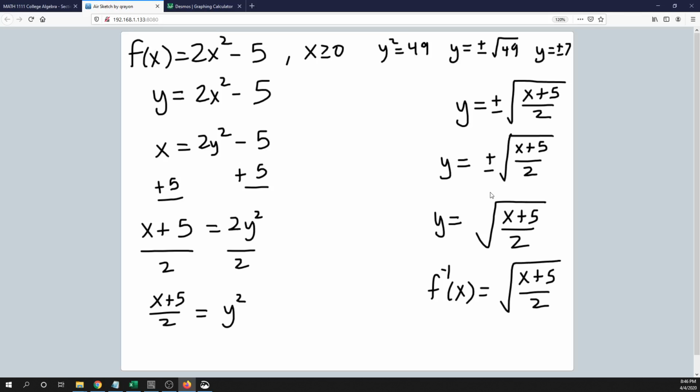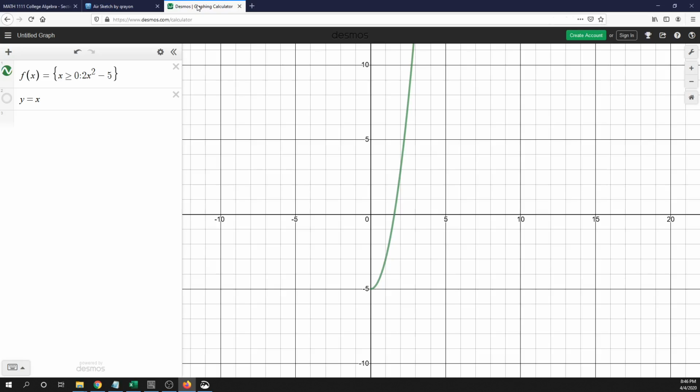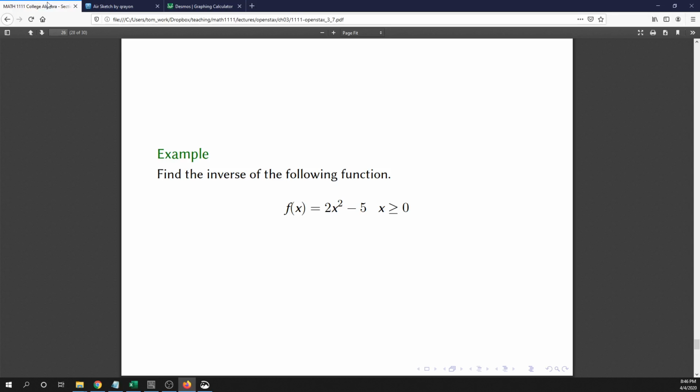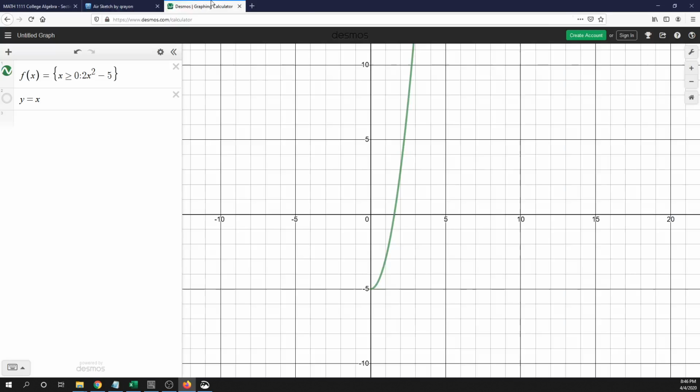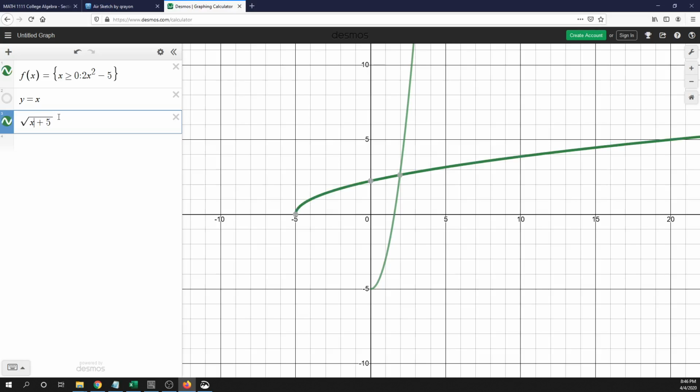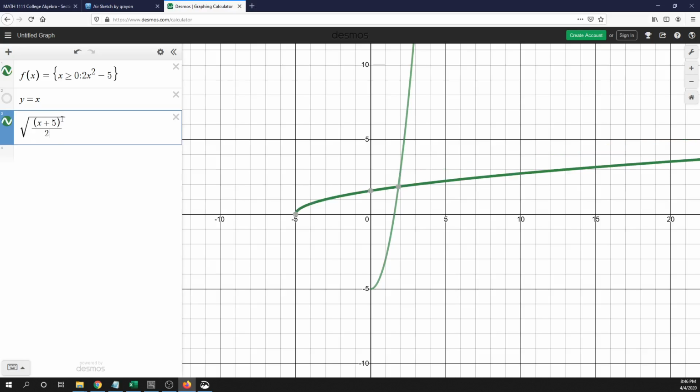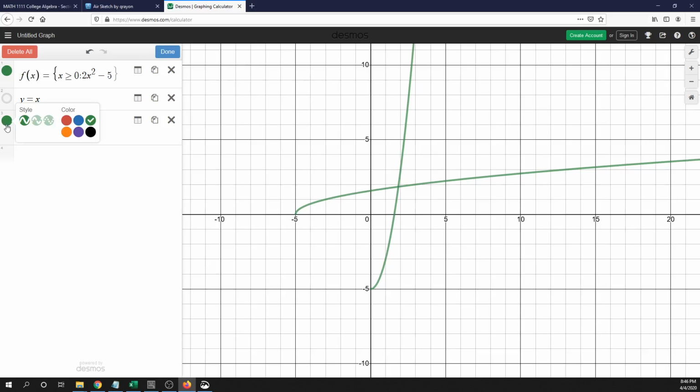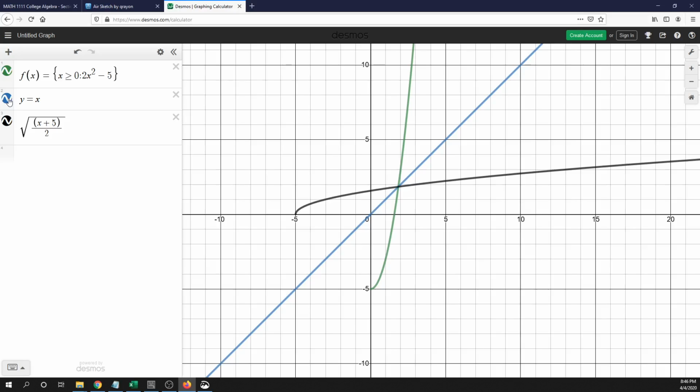All right, let's take a quick look at the inverse here, and you can see again what I'm talking about. So our inverse was the square root of (x plus 5) over 2. Let's make it a different color. All right, and you can see that looks right on the money. That is exact. Those two graphs are exactly symmetric with the line y equals x right here, okay? And so that's the way it should look.